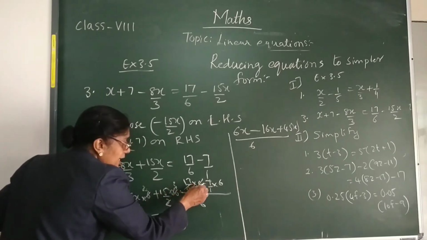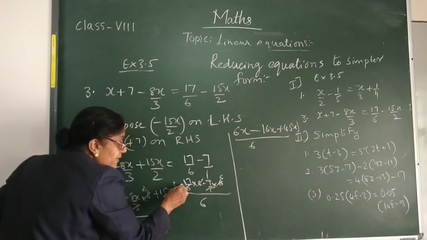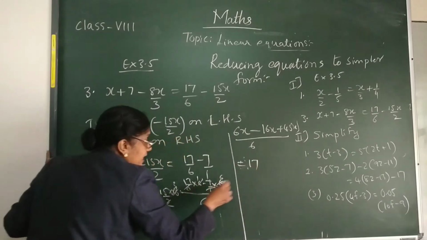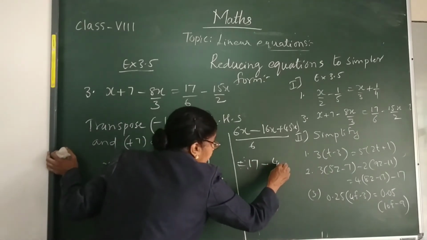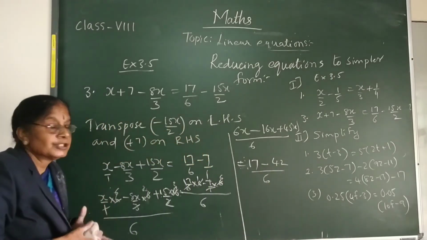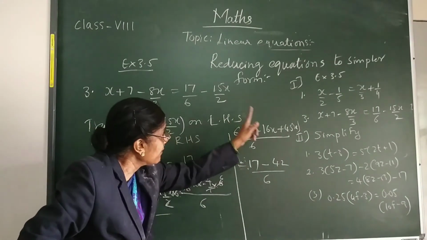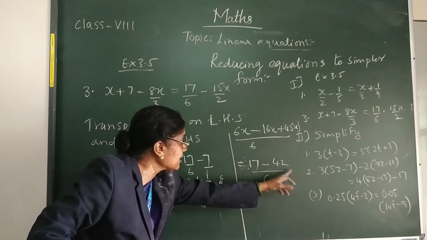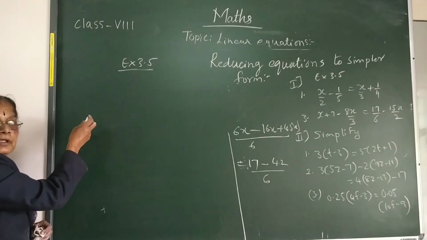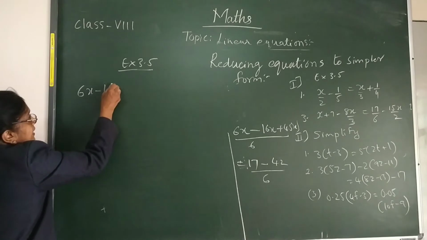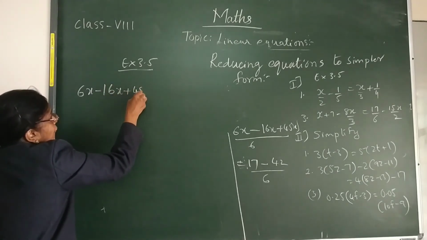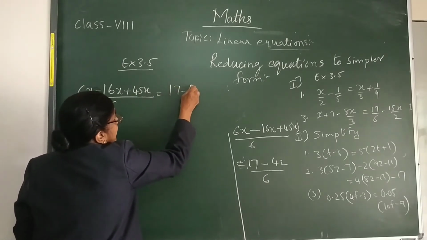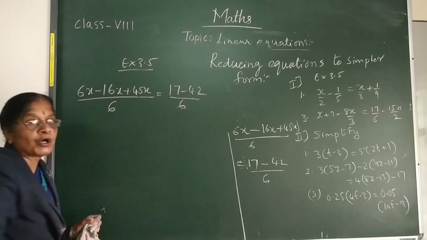Here you can see 6 and 6 cancel, minus 1 sixes are 6. 17 into 1 is what? 17 is equal to 17. What sign is that? Minus. 7 sixes are 42, whole divided by 6. So on the left hand side you got 6x minus 16x plus 45x divided by 6 is equal to 17 minus 42 divided by 6. This is what we get at the last.